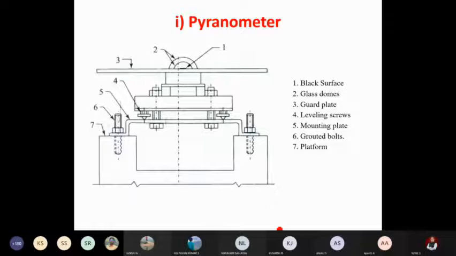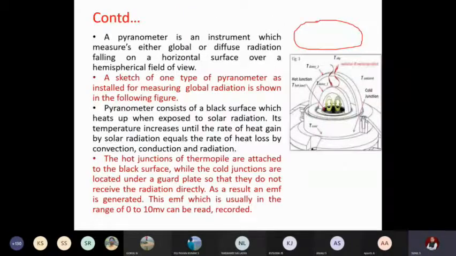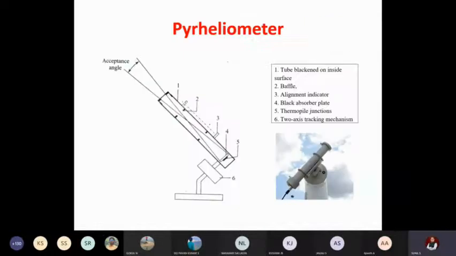So next, we will move to the second one, pyrheliometer. I'll give you a minute. Please make it fast, take down fast. Pyrheliometer.